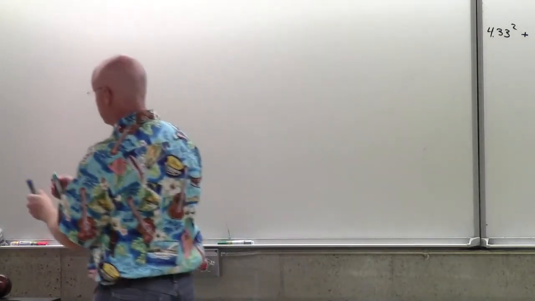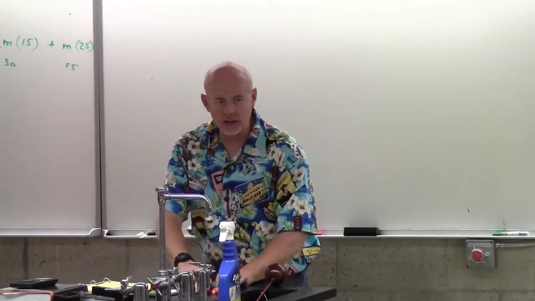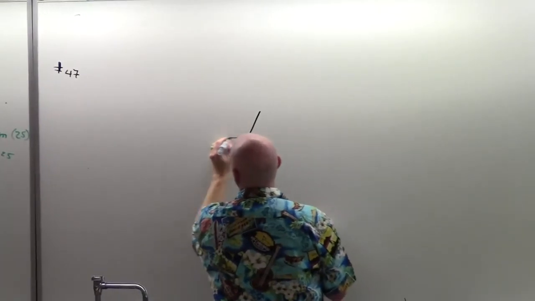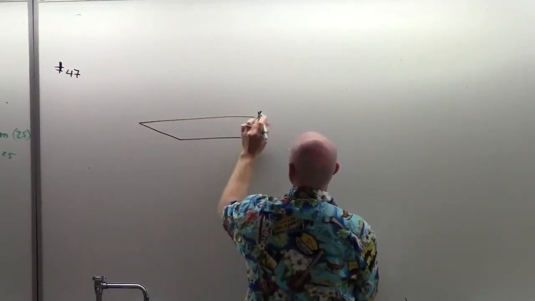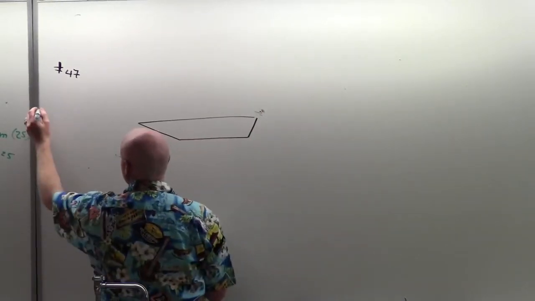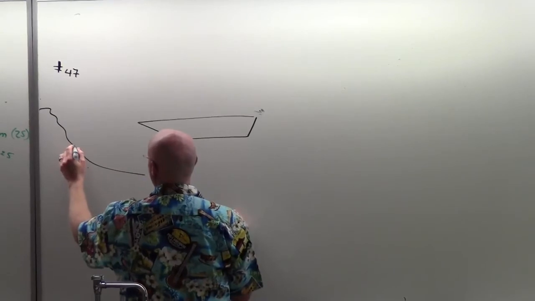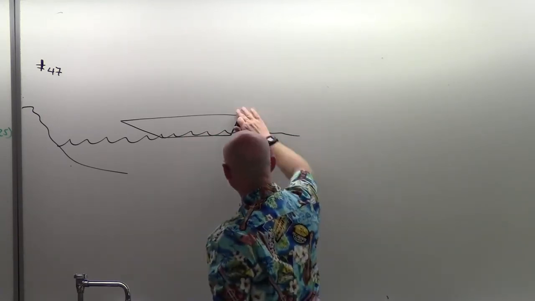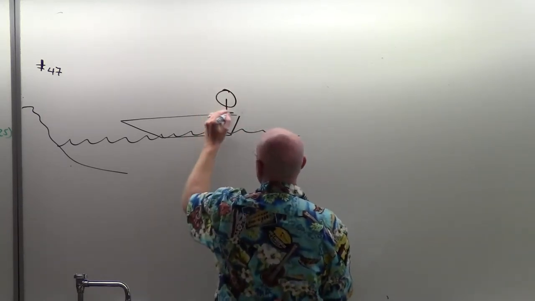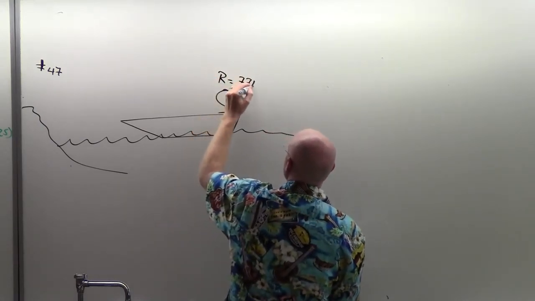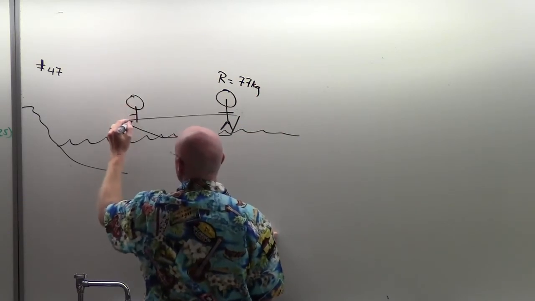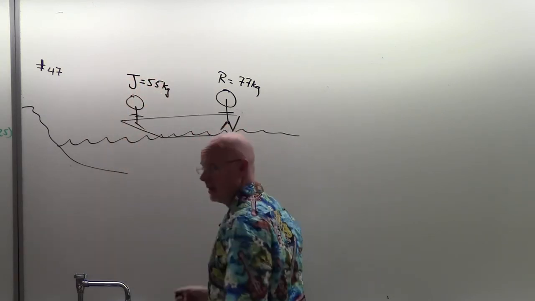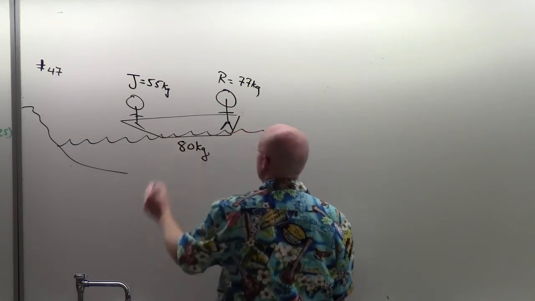I mean, just understanding the problem is a big step here. All right, what is going on here? We've got this boat that looks like it is pointing towards and headed towards shore. So here is maybe the shoreline, and here is the water line. And then it sounds like in the rear of the boat, we have Romeo at 77 kilograms, and in the front of the boat, we have Juliet at 55 kilograms. They are in an 80 kilogram boat.